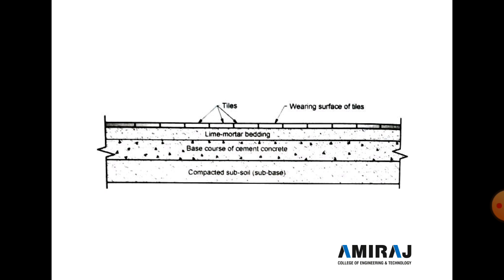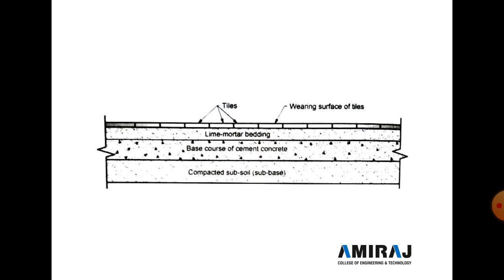So see this figure. In this figure, the cross section part of tile cement concrete flooring is given. So here the first layer is a sub base course, so compacted subsoil is provided.